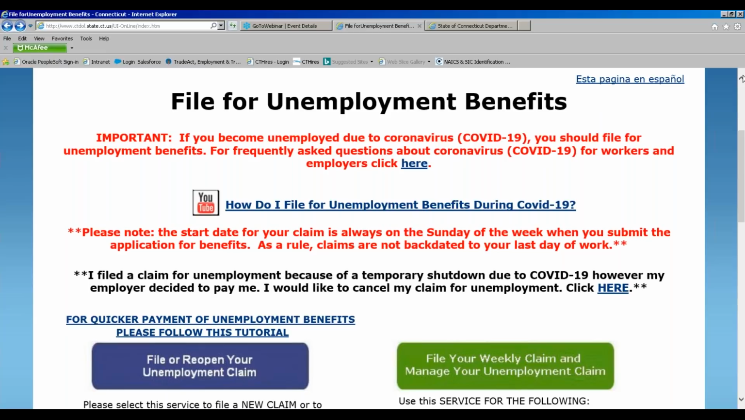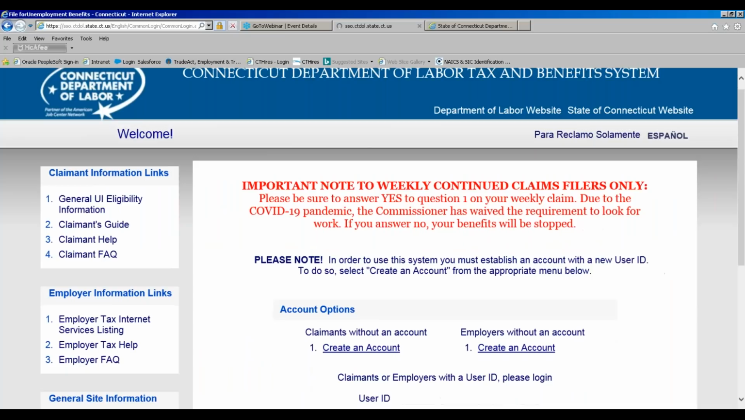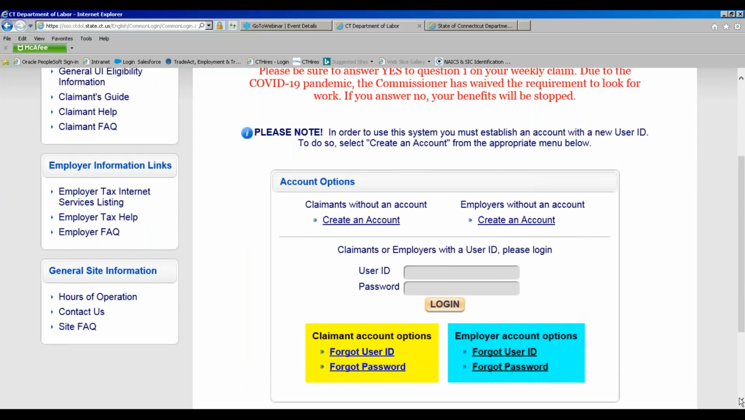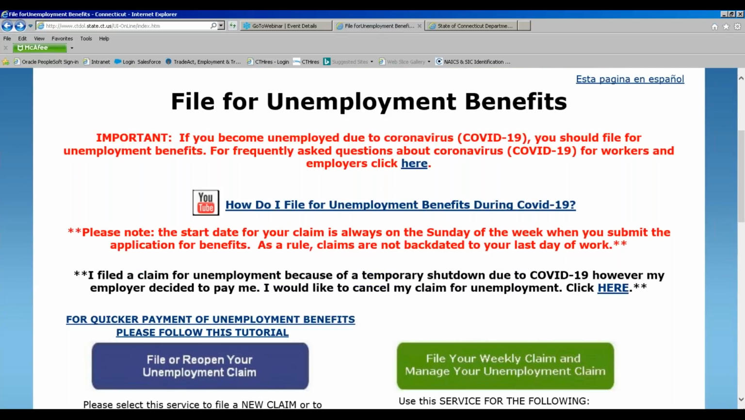So now we're going to talk about the green button and the path which that leads. It also has helpful options for filing your weekly claim and managing your unemployment claim. This is also the area you would go to select or change your payment option, direct deposit or debit card. You can also view your payment history here as well.